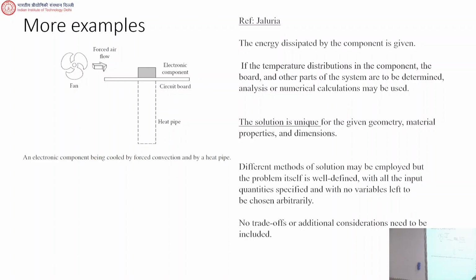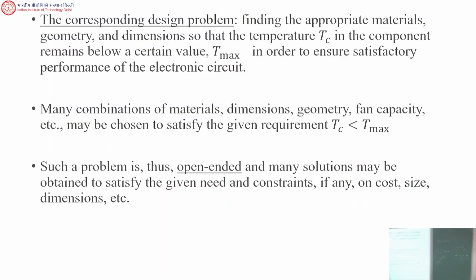So this is a design problem. The first one was an analysis problem, which has a unique solution, but the next one is a design problem. Okay, so there is a component temperature, T_C, all right? And it has to be kept below T_max, let's say 80 degrees Celsius. Then you just make sure that T_C is less than T_max. So this problem is open-ended, right?